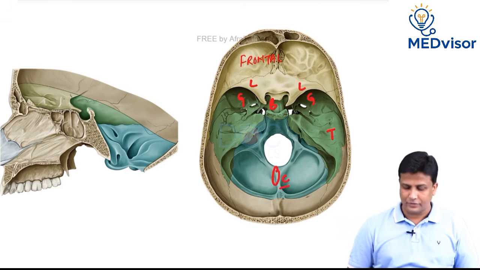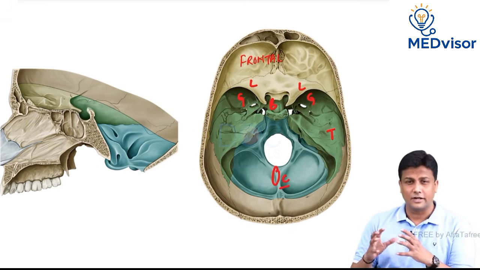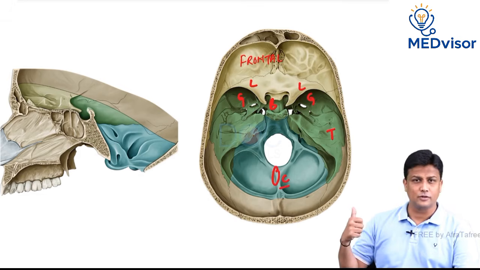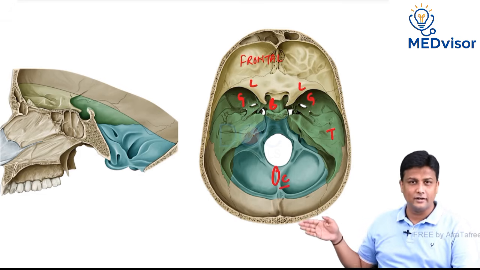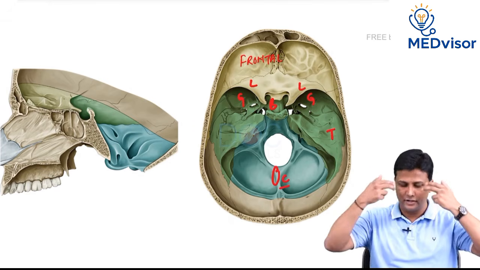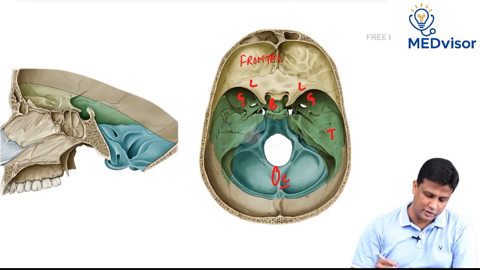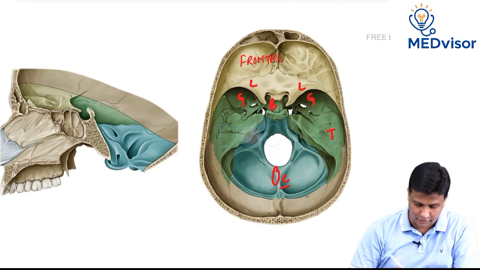Everyone knows this one. What I'm trying to tell you is, don't get confused by looking at a diagram in your textbooks. Don't think this is a vertical diagram. Yes, it's actually a horizontal one. We are looking from above. So frontal, then behind it occipital. Then, looking from above, you'll be able to appreciate the sphenoid bone and the temporal bone over there.